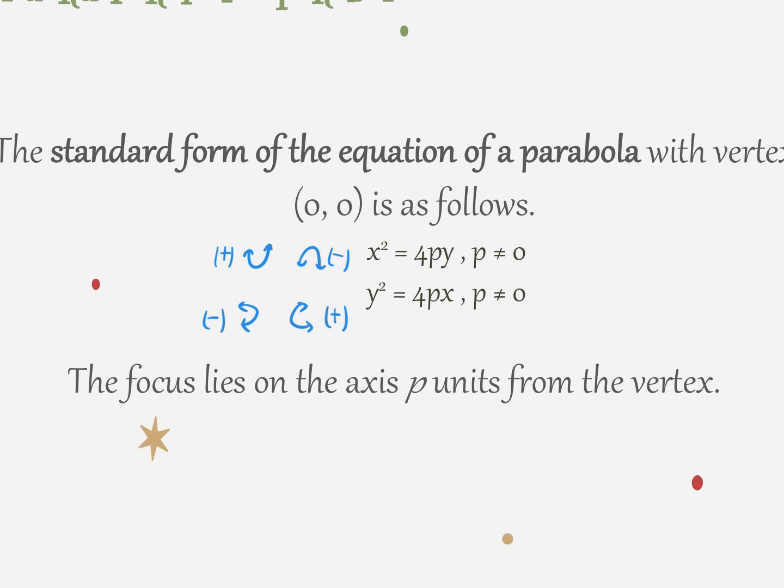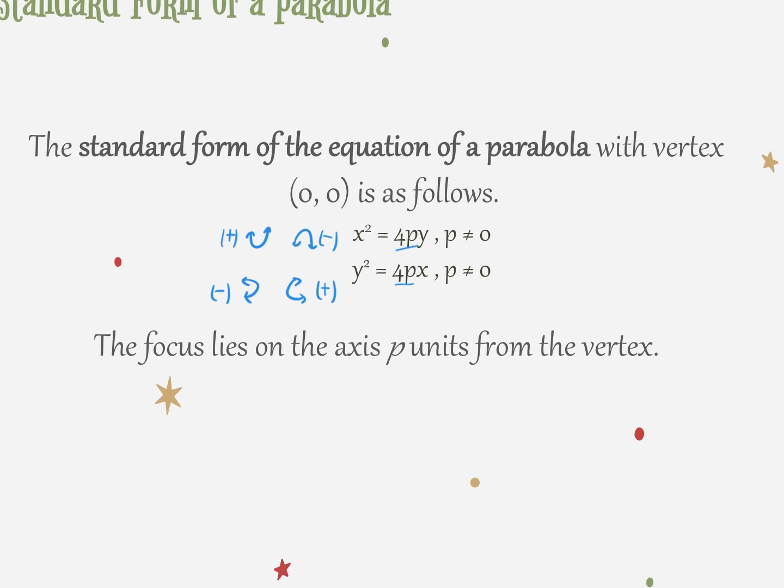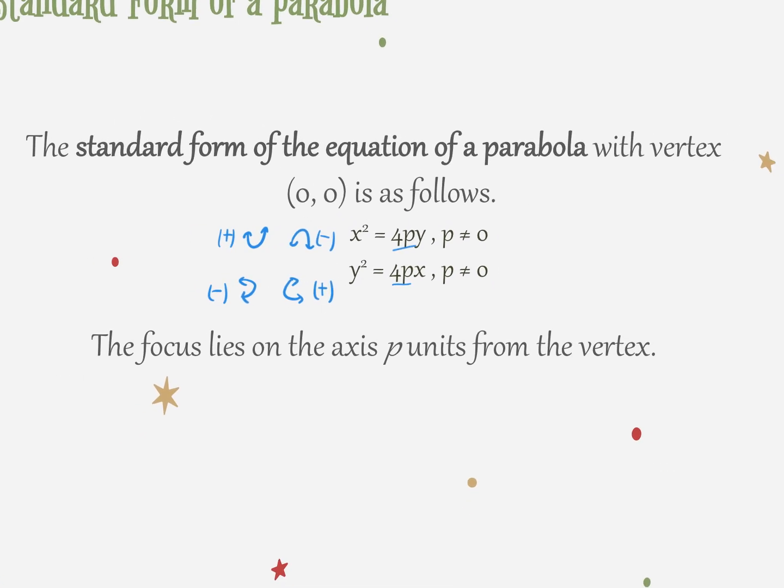Now you might be seeing this 4py and this 4px. What does that mean? You're going to see a coefficient in the following examples in front of your not squared variable, and that coefficient is going to equal 4p. Now we want to find p to be able to graph our focus. Our focus is going to be p units from the vertex, and that's going to make it easier to graph.